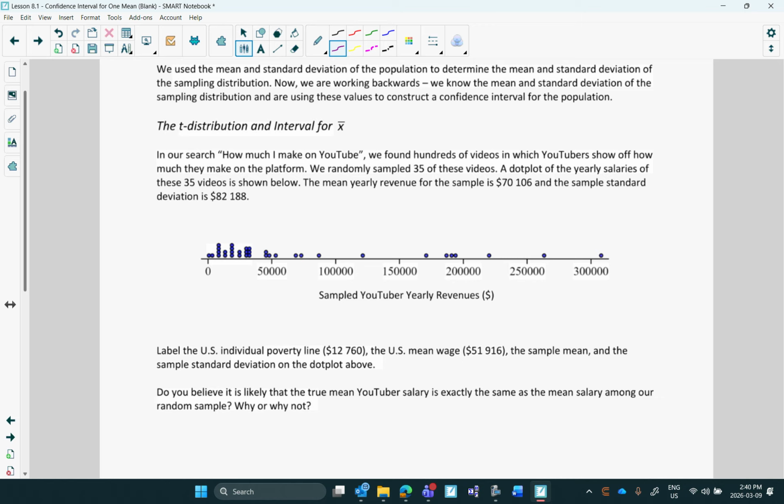We're making a confidence interval for the sample mean. 35 YouTubers were randomly sampled, and here are all their yearly salaries. If we average all of these out, we get a mean of $70,106 with a sample standard deviation of 82,188, which seems pretty high. That suggests it's spread out, which you can really see in the dot plot.